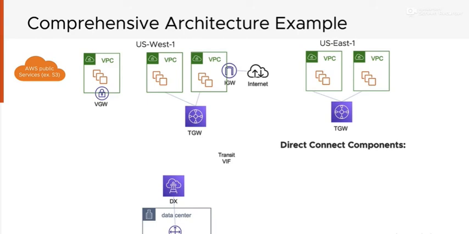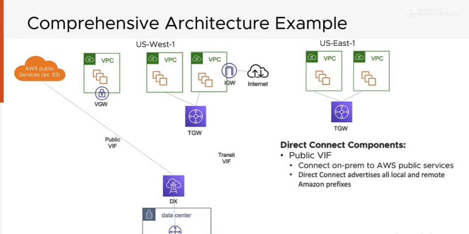Let's look at a comprehensive architecture here. We have a customer gateway on-prem that has a Direct Connect connection. We can have a public virtual interface. This allows us to connect to all of Amazon IP space. They'll be advertised to us, a few thousand routes. So it's good for connecting to things like S3, a pretty common use case, and connecting to public AWS services that have public IP addresses.